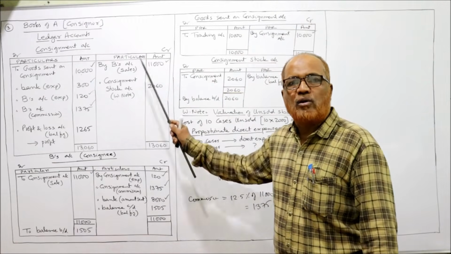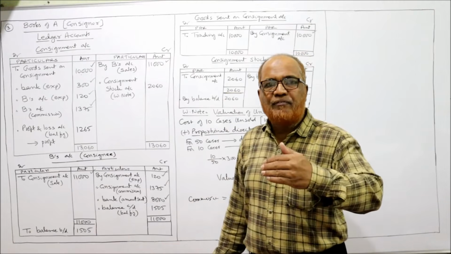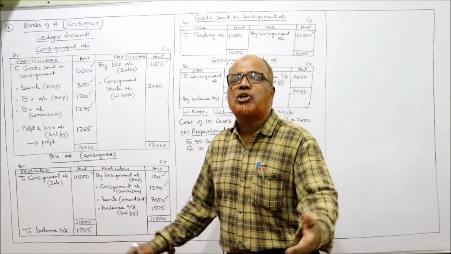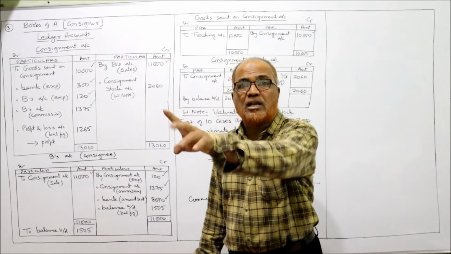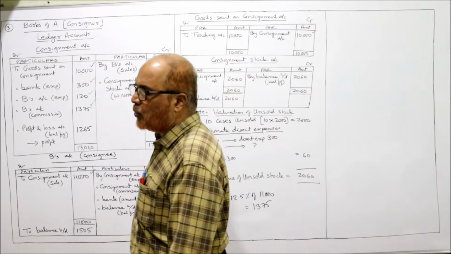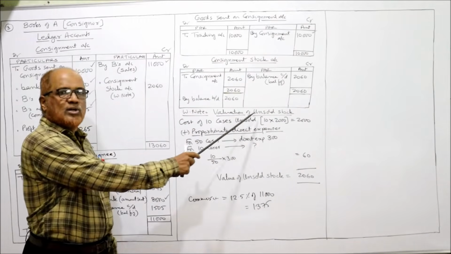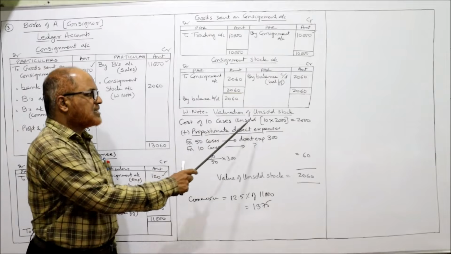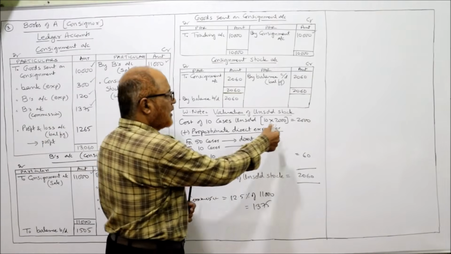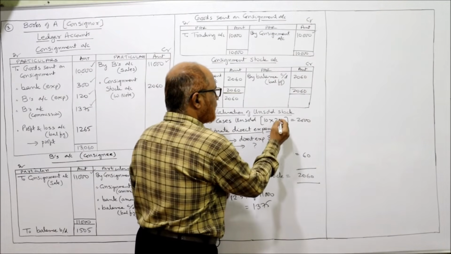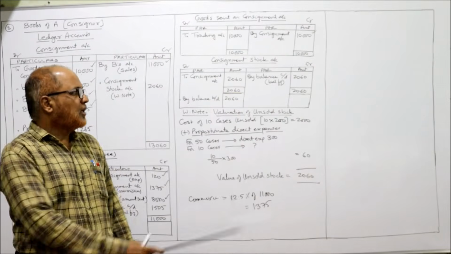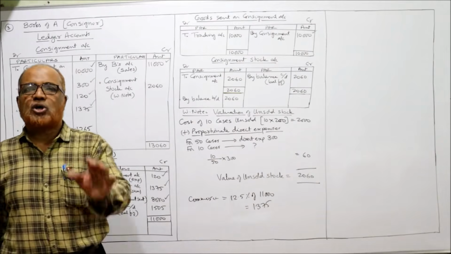Now we have to calculate what is the value of unsold stock. Actually 50 cases had been sent by A to B. Out of 50 cases, B has sold 40 cases. 10 cases are still remaining unsold with the consignee. So in working notes, I am going to calculate what is the value of goods unsold. See, valuation of unsold stock. So cost of 10 cases unsold. The cost of each case is 200 rupees, as given in the first line. So 10 into 200, 2,000 rupees is the cost of 10 cases.